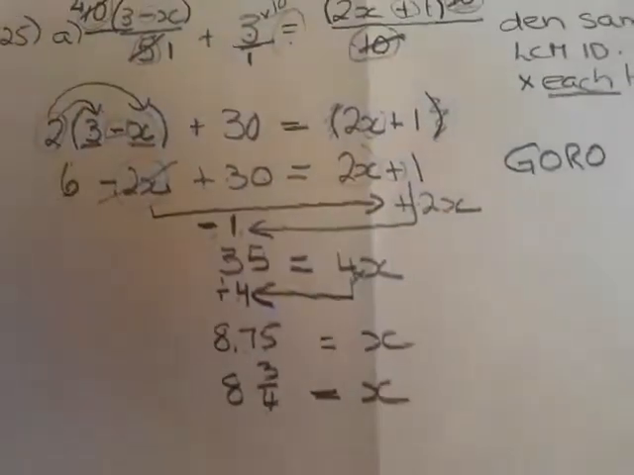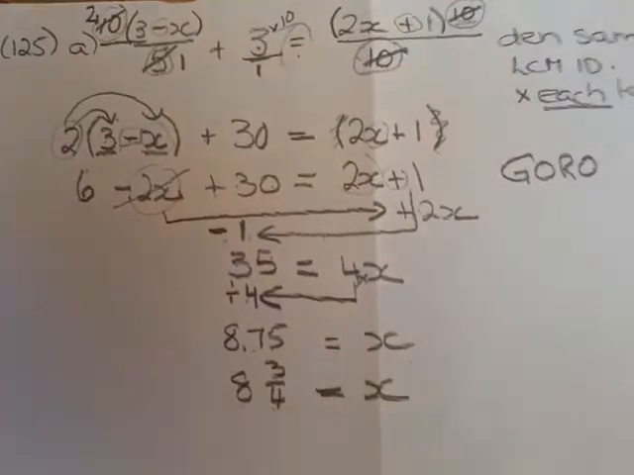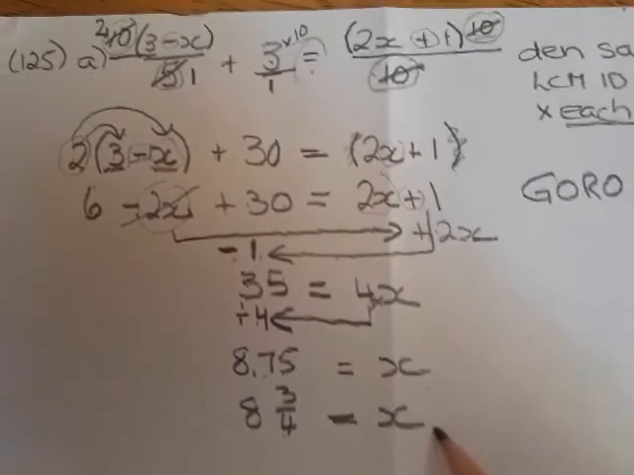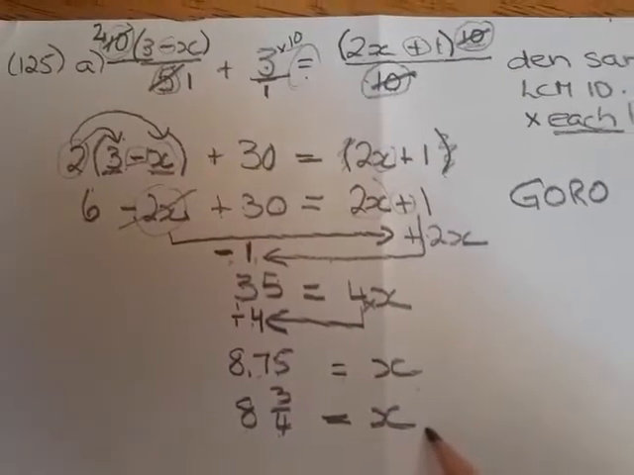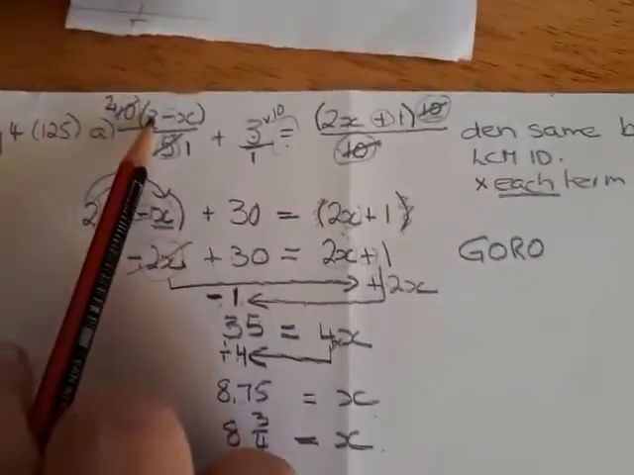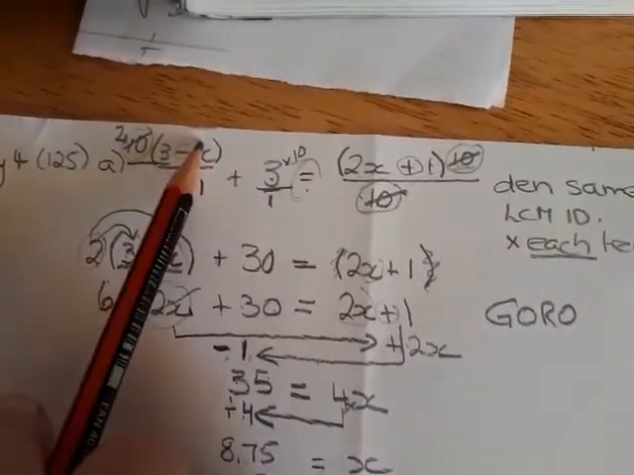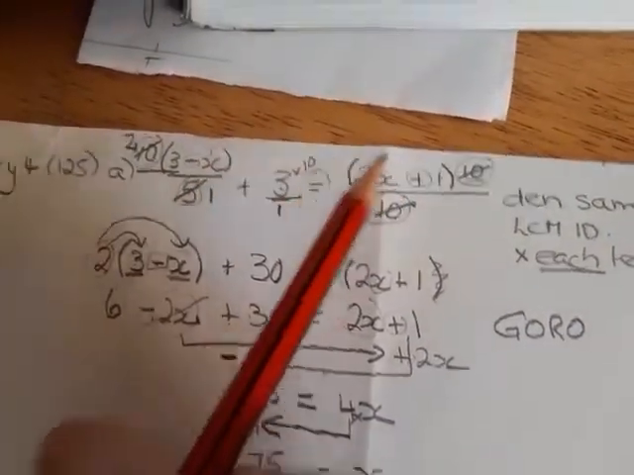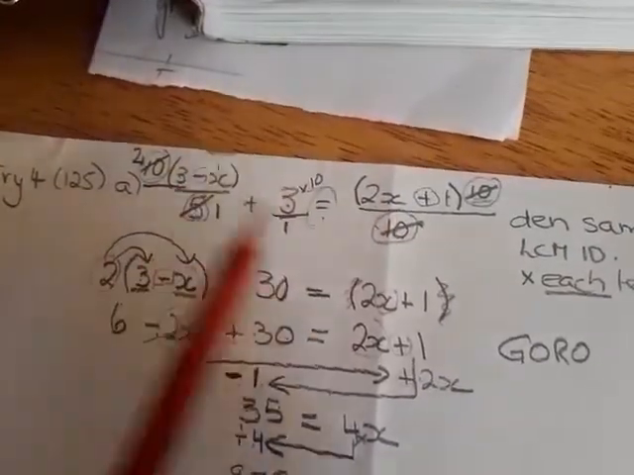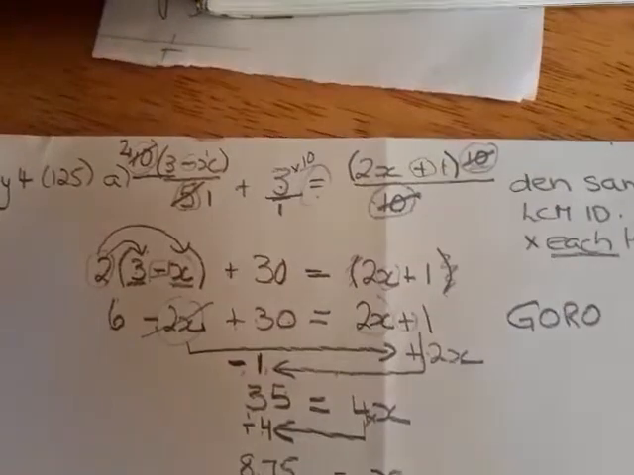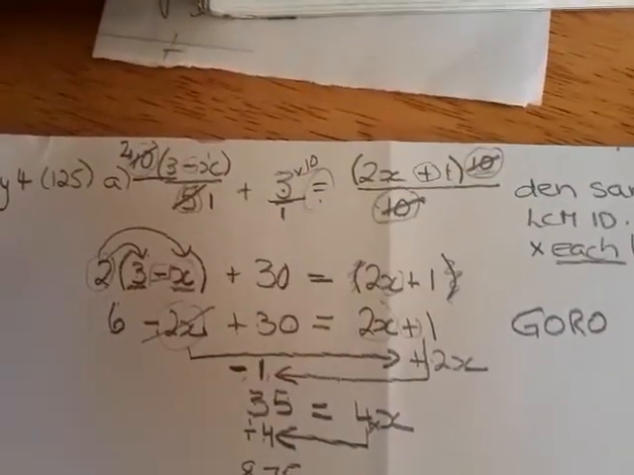Now remember, we can do for all of these, we can do a check. I'm not going to shoot a video on this, I want you to just simply do it yourself. Go back to the original fraction, put 8.75 into the place of the x's, calculate your left-hand side, calculate your right-hand side, and check whether those two sides are equal in value.